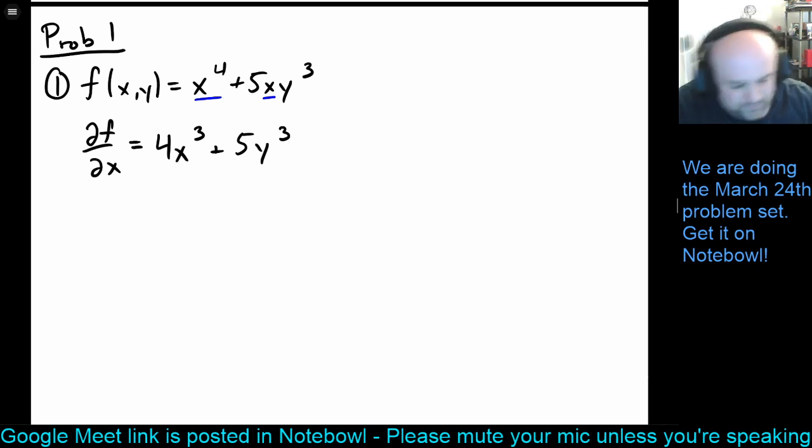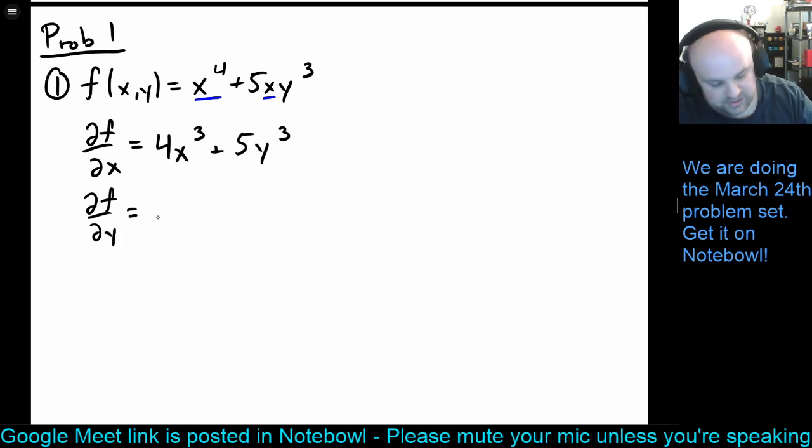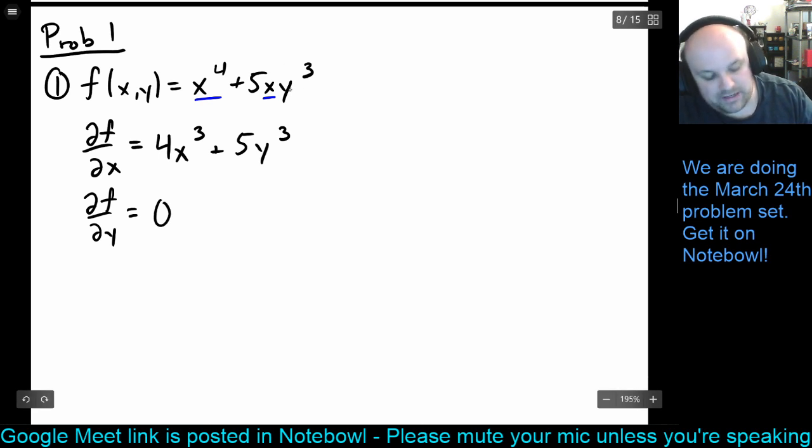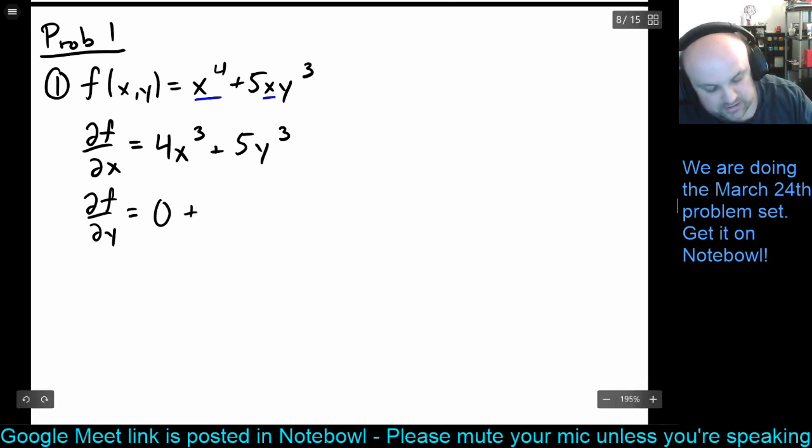All right. Now when we differentiate this with respect to y, this part has no y's at all, so it's just gone. Here, we're going to pretend that x is just a number and differentiate this. So the 3 comes down, and we get 15xy squared. That's it.